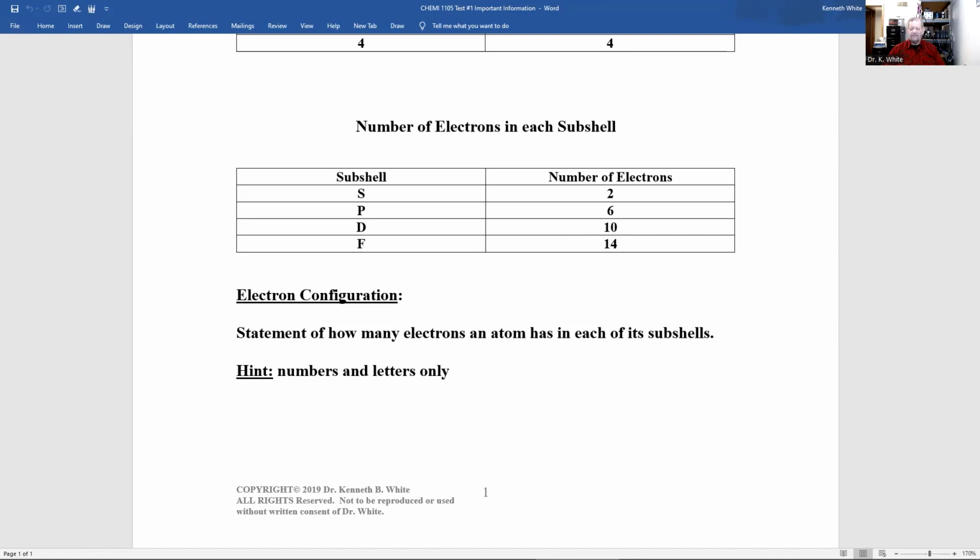Uh-oh. I just looked at the clock. We're just about out of time. Time flies when you're having fun with electrons, protons, and neutrons, and shells and subshells, electronic shells and subshells with Dr. White.